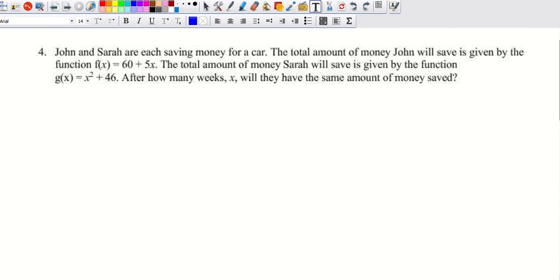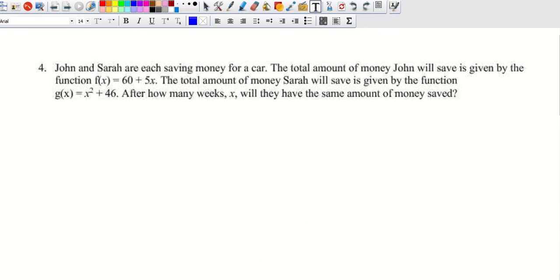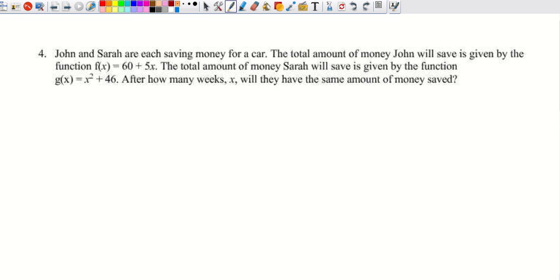One more, hopefully, question on the back. John and Sarah are saving money for a car. The total amount of money John will save is given by the function. The total amount of money Sarah will save is given by that function. How many weeks will have the same amount of money? Great question. So in order to have the same amount of money, we have to set f of x equal to g of x.